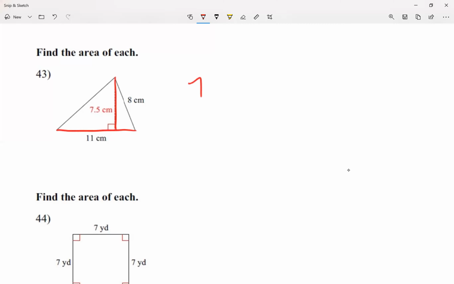Let me multiply this, 7.5 times 11. Now, if it was a rectangle, that's it, 7.5 times 11. Because it's a triangle, whatever I get, I'm going to divide this by 2. A triangle is half of a rectangle. So 7.5 times 11 is just a rectangle. Because it's a triangle, I have to divide by 2. So my answer here, I have 41.25. Now, one thing, be careful, read the instructions.